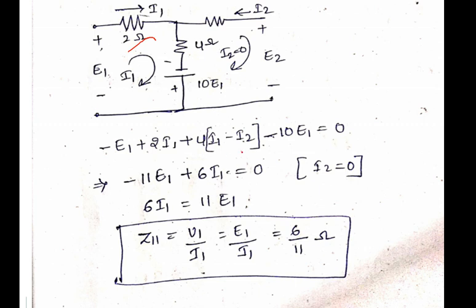Already we know that in order to find Z11, we make the I2 value equal to 0. That means the output is open circuited in order to make I2 zero. So substituting I2 equal to 0, I get minus E1 plus 2I1 plus 4I1 minus 10E1 equal to 0. So minus 11E1 plus 6I1 equal to 0, so 6I1 equal to 11E1. We know that Z11 equals V1 by I1, that is E1 by I1, which is equal to 6 by 11 ohms.